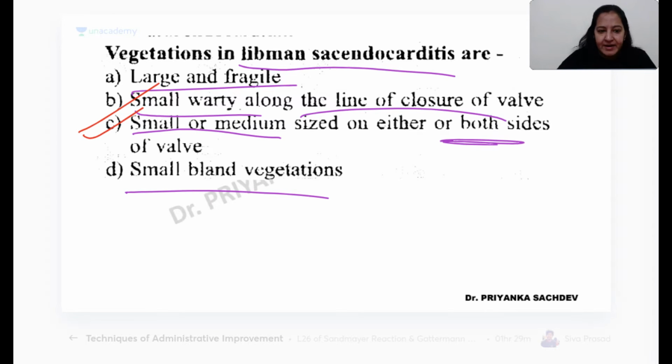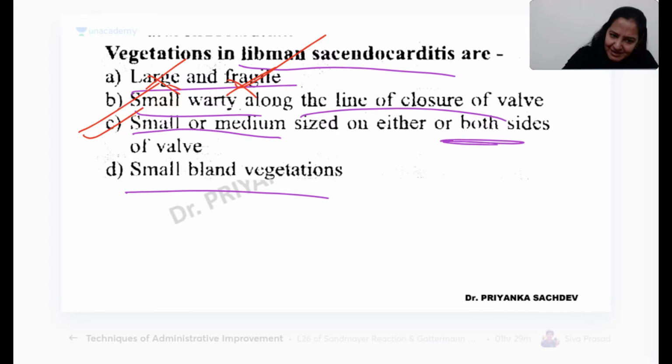We will exclude one by one. First option is large and fragile. Fragile they are, that is right, but it is not very much fragile. The more fragile one is the third one, that is NBT. So it is not very much fragile and it is not large, it is medium size. So the first option is incorrect.